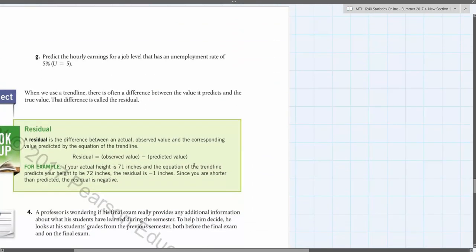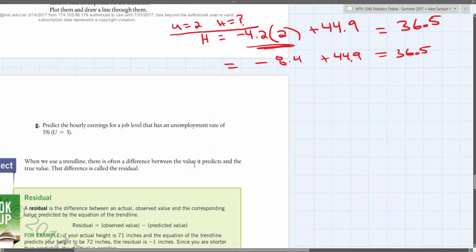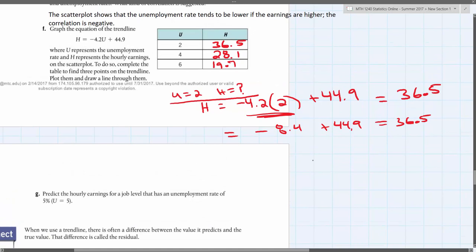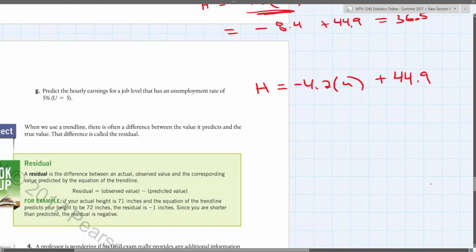Then part G is that we want to predict the hourly earnings for a job level that has an unemployment rate of 5%, or U equal to 5. Let me write down the equation here. H is equal to negative 4.2 times U plus 44.9. In this case, we want to plug in. Wait, no, that was a U.